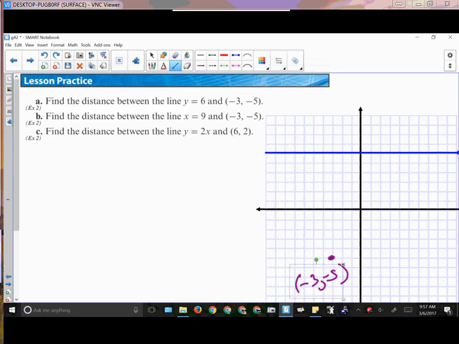So then, how far is that line, Colton? Okay. So this is 5, that's 6, so that distance there has to be 11. So this will be 11 units.